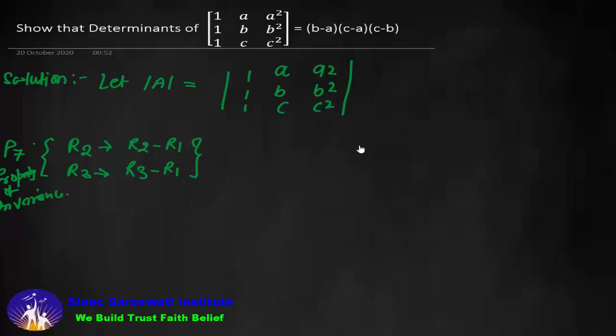Okay, so then determinant of A, the R1 is not affected, so that will be 1, A, A square, rest will be 0, that will be B minus A, and that will be B square minus A square, this will be 0, this will be C minus A, and that will be C square minus A square.